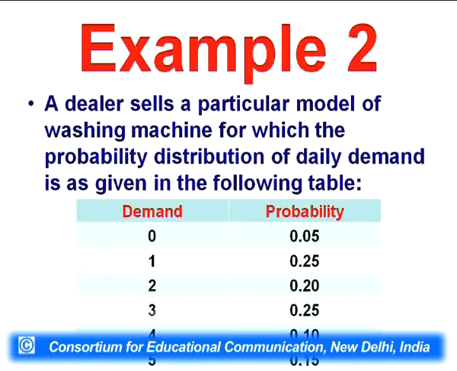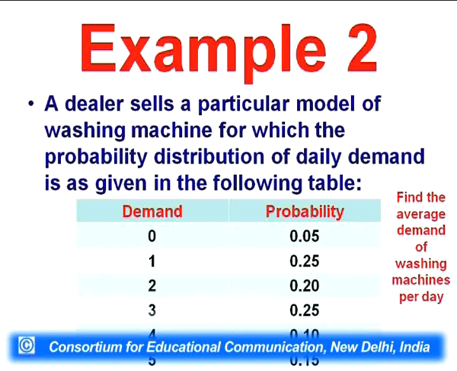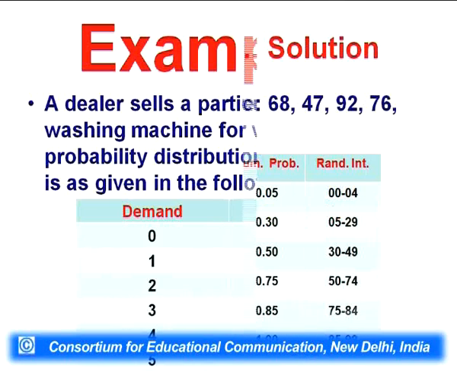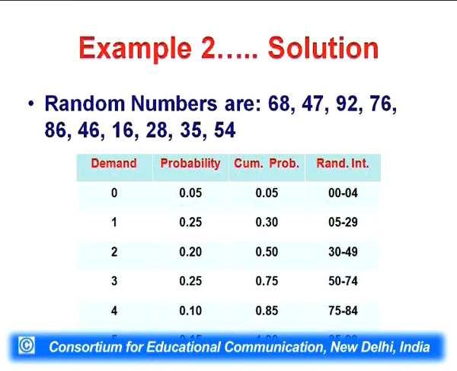The next step is, we want to know what exactly is to be answered. This is the question: find the average demand of washing machines per day. Zero demand has a probability of just 5%. One washing machine has a probability of 25%, and so on. But how to go about it? We have to calculate the cumulative probability.